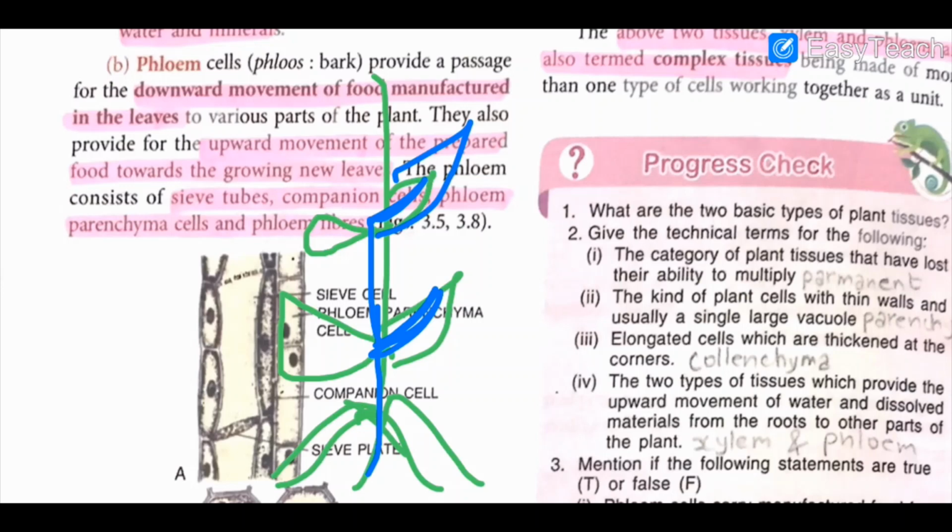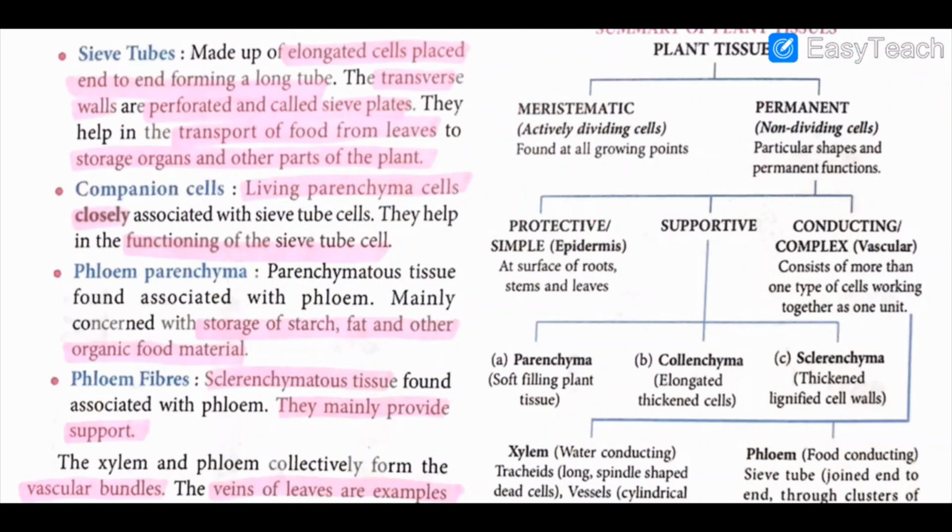Okay, now the phloem consists of sieve tubes, companion cells, phloem parenchyma cells, and phloem fibers. Now let's start with the first type, the sieve tubes. Just like your tracheids or the xylem vessels, sieve tubes are also made up of elongated cells placed end to end, forming a long tube. The transverse walls are perforated and are called sieve plates. So the perforations that the sieve tubes have are called sieve plates. They help in the transport of food from leaves to storage organs and other parts of the plant.